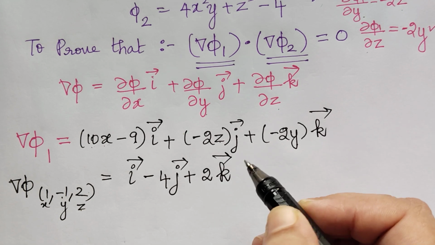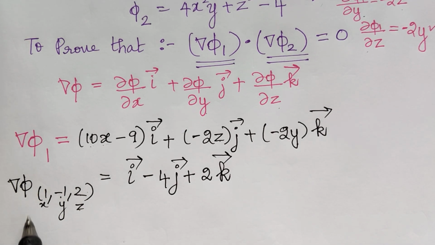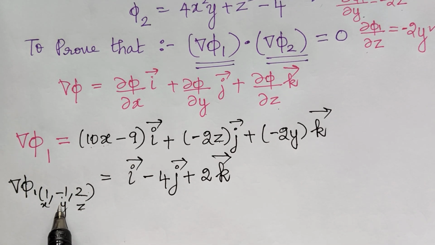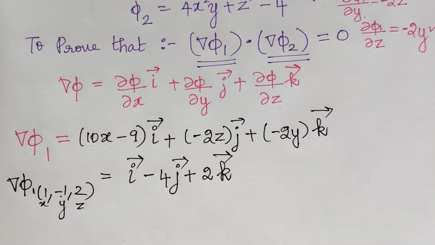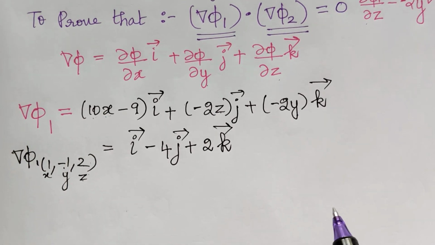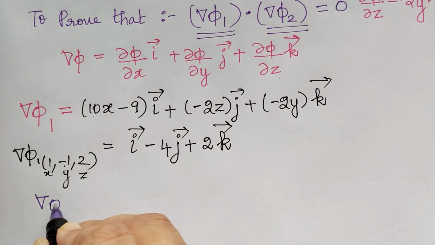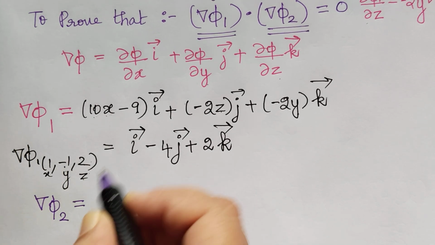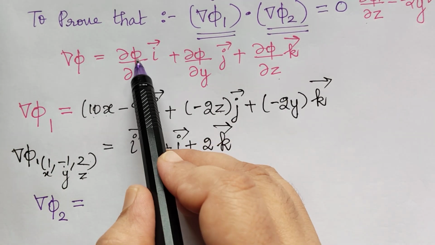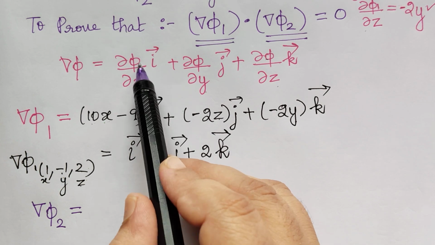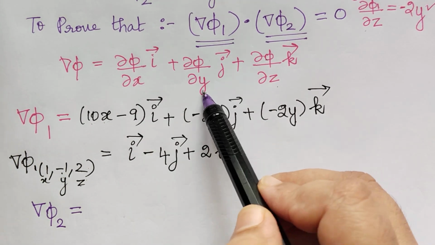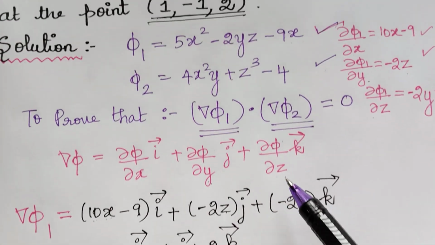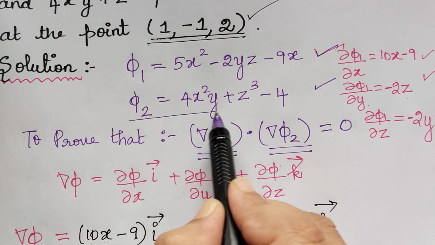Therefore we have obtained nabla phi 1 at the point (1, -1, 2). In a similar way, we have to find nabla phi 2, using the same formula, but instead of phi it will be phi 2. So we have to find dou phi 2 by dou x, dou phi 2 by dou y, dou phi 2 by dou z. So we have phi 2 over here.